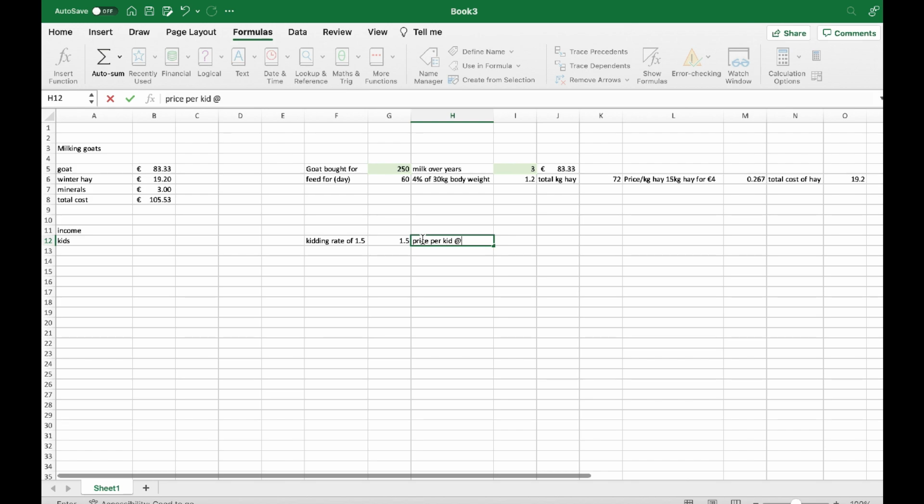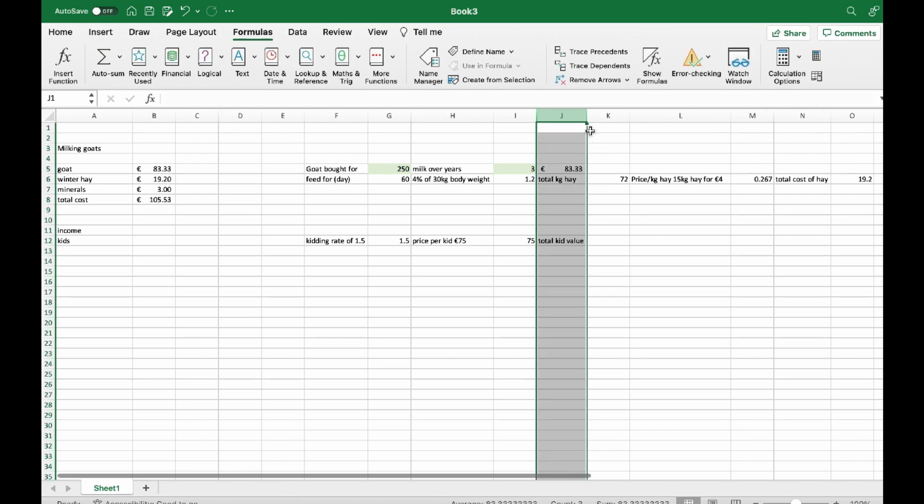And I rarely have any trouble getting rid of goats. There's always demand for them here in Ireland. So this is going to be equal to 75. So total kid value is going to be the 75 multiplied by 1.5.